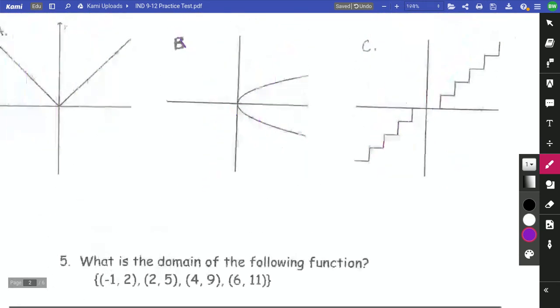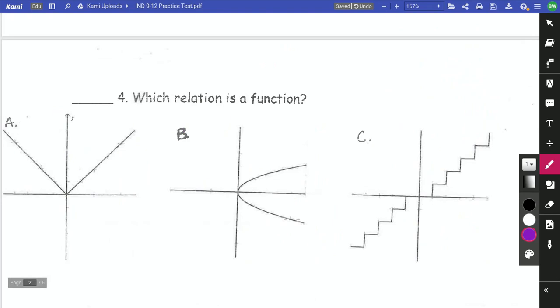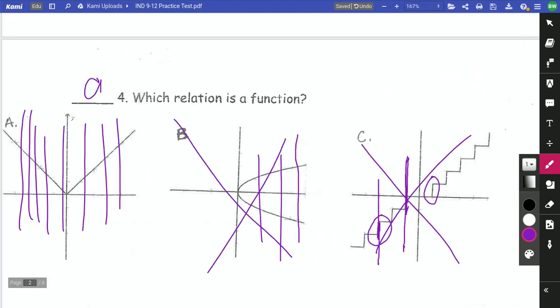Oh, did I write the answer in for that one? Let's be complete here. We said it was A. Put the answer in. Okay.